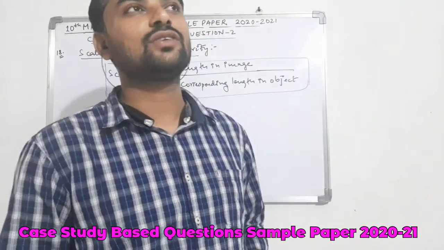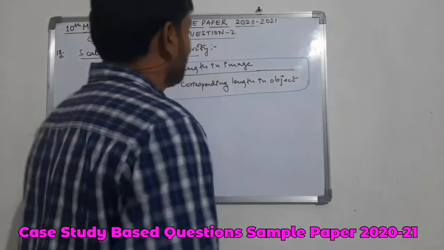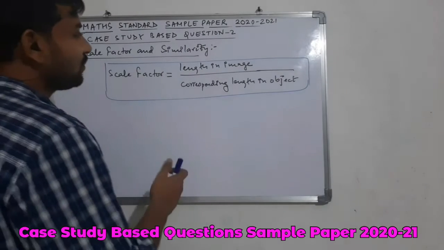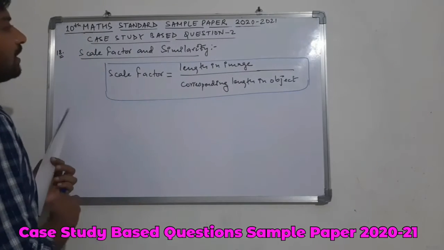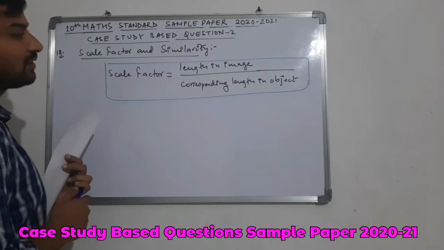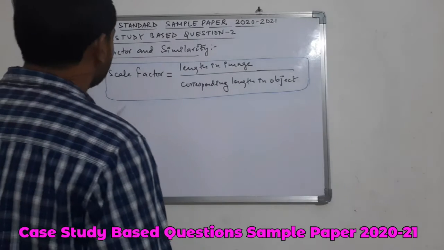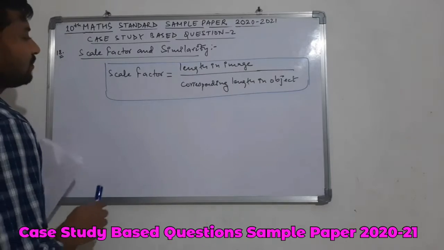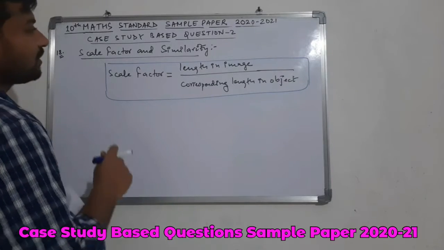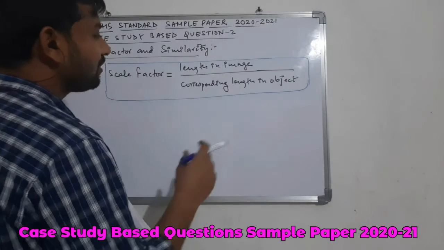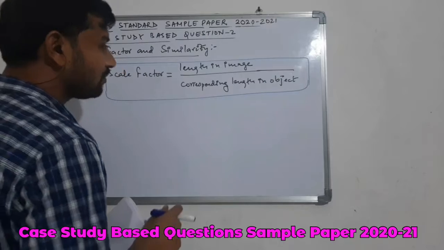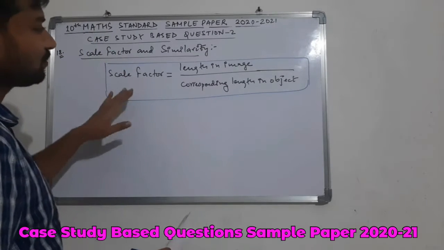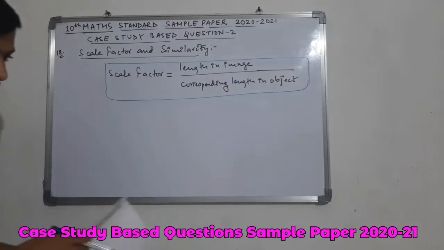Now let us come to the question. The question is based on the similarity of triangles, and where we have to use the concepts of similarity. And you know that there are various theorems in this chapter, so maybe we are using those theorems. So here the scale factor is defined as length in image divided by the corresponding length in object. So the first question which we'll solve here will be based on this formula only. So let us come to that.